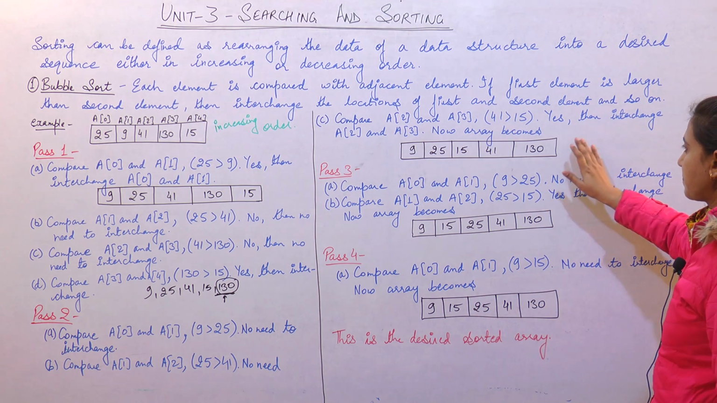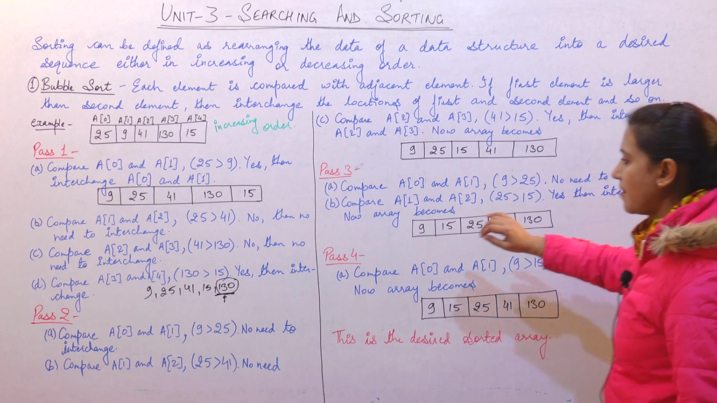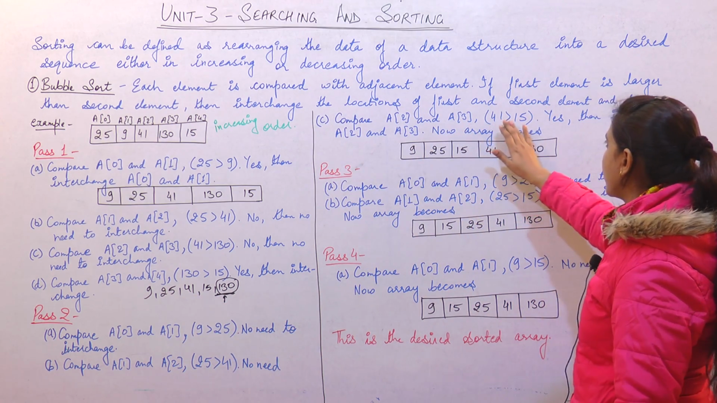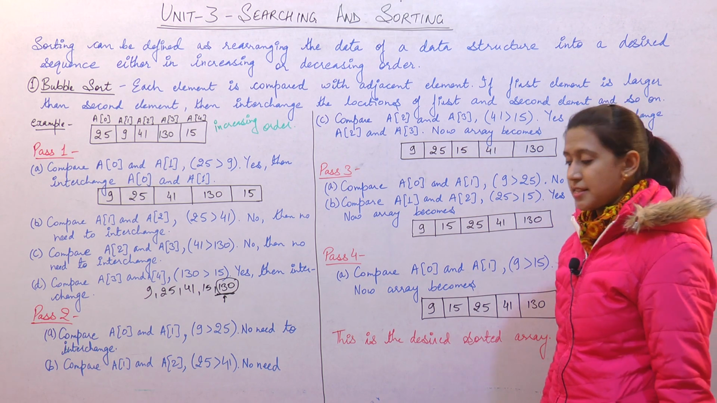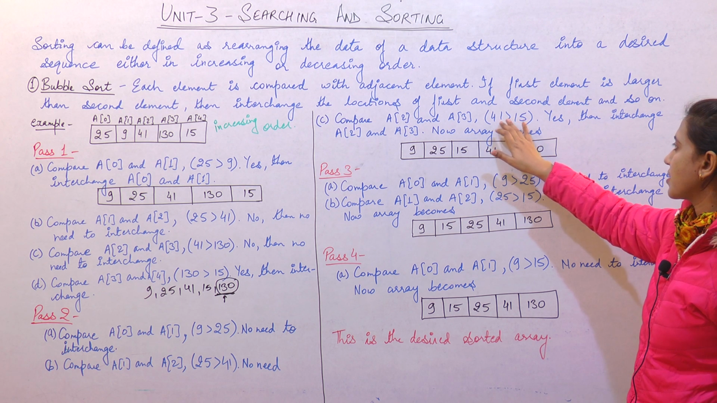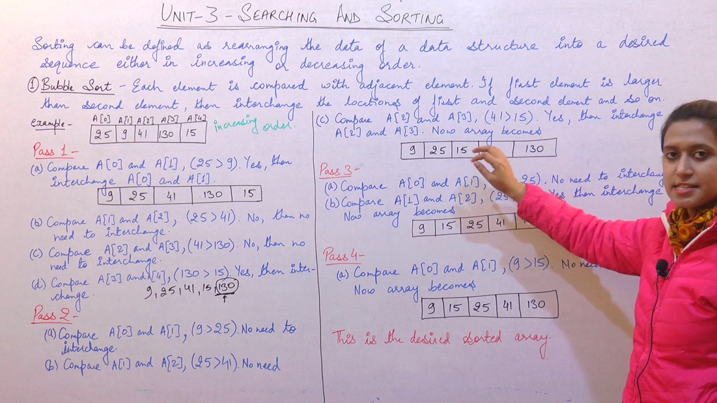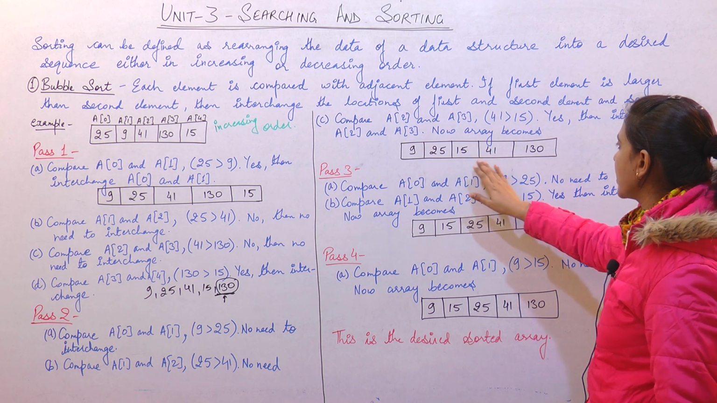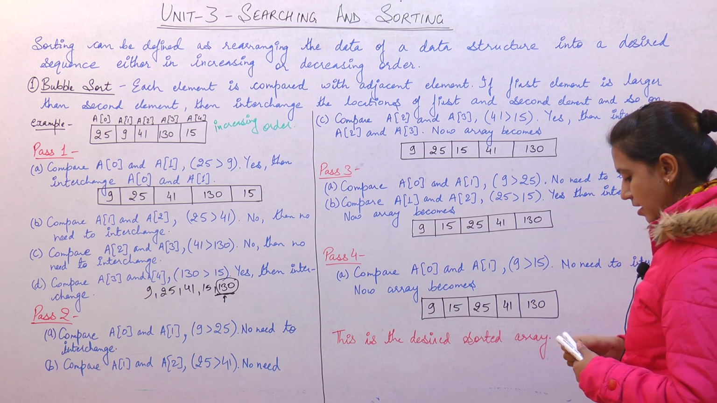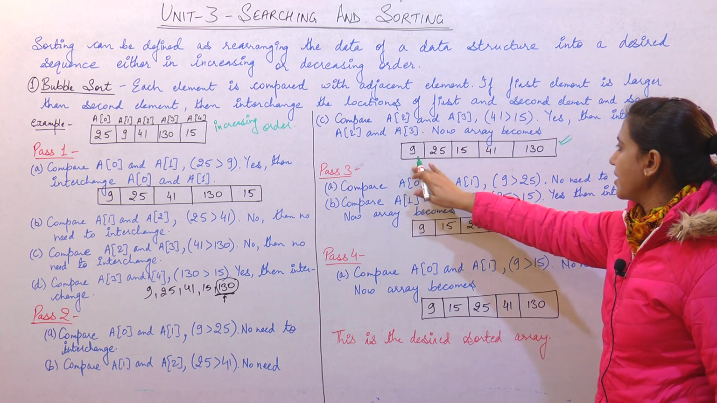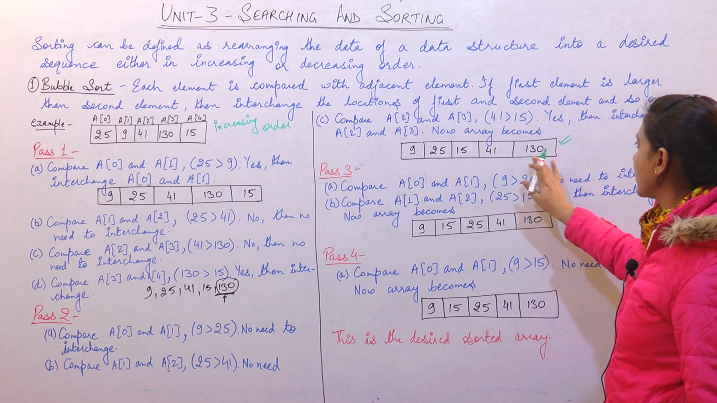25 and 41. In the third step, we will compare the values of 41 and 15. Is 41 greater than 15? Yes, that means we need to interchange the positions of both 41 and 15, because 15 is less than 41. So we will interchange 41 and 15, and our resultant array of pass 2 will be 9, 25, 15, 41 and 130.